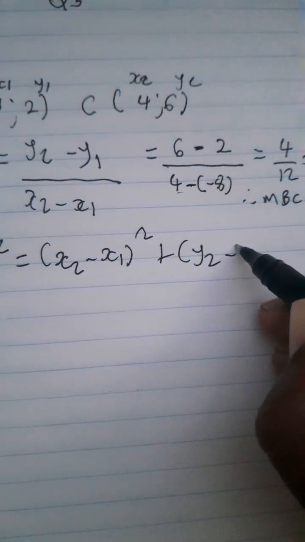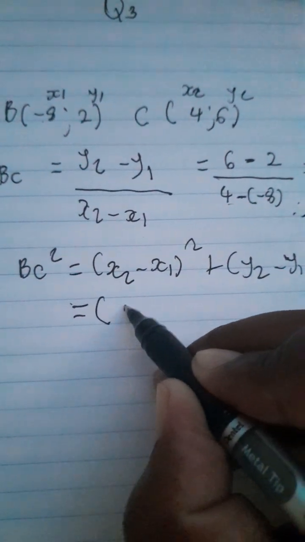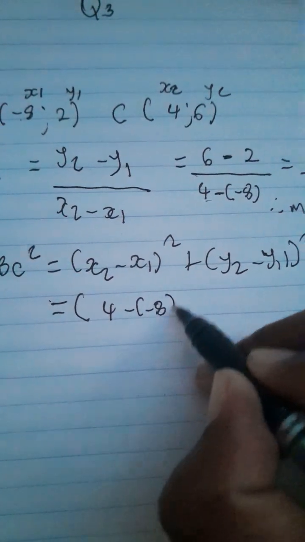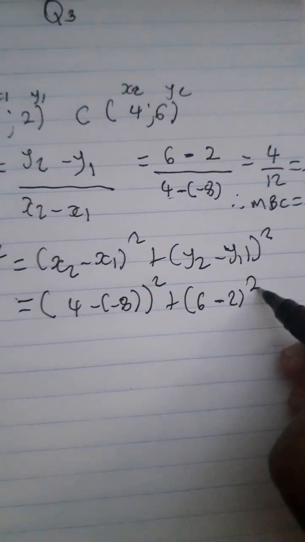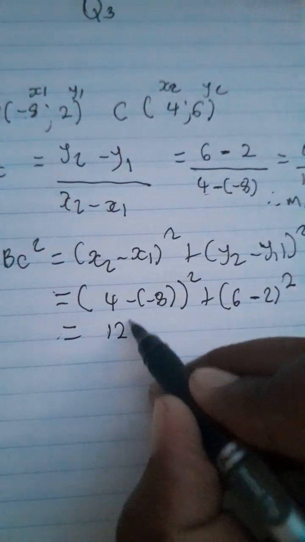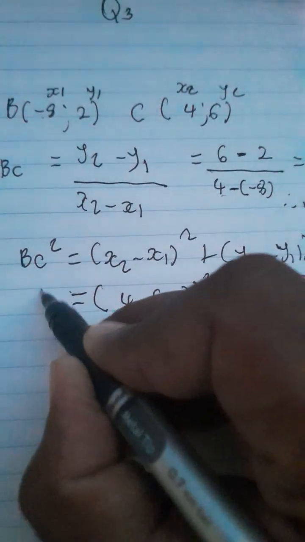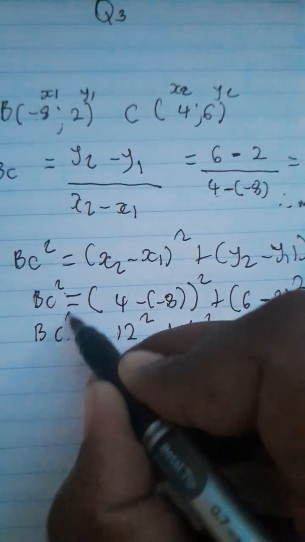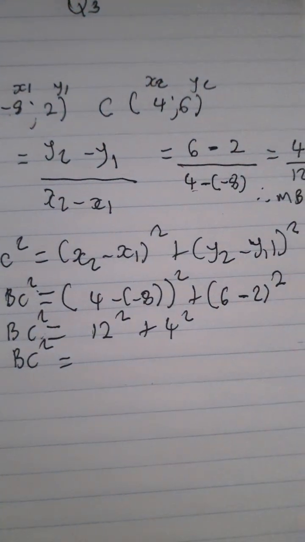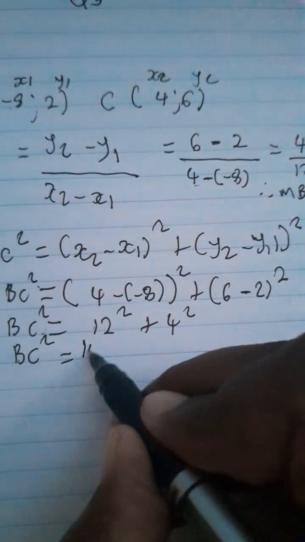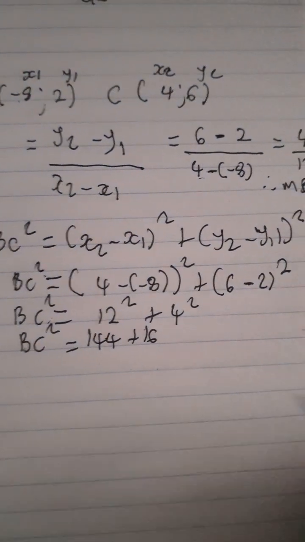So we have y2 minus y1, which is squared there. So what is our x2? Our x2 is 4, our x1 is negative 8, squared, our y2 is 6, our y1 is 2, squared. Then this is going to be 12 squared. This will be 6 minus 2, that will be 4 squared. So we have BC squared. What are we having here, guys? When you say 12 squared, that will give you 144. 4 squared is 16. Then let's add this. This gives us 160.